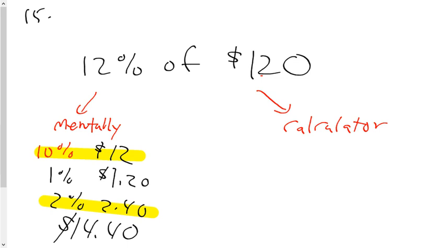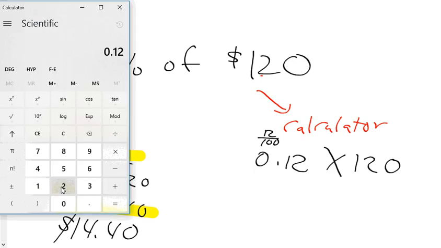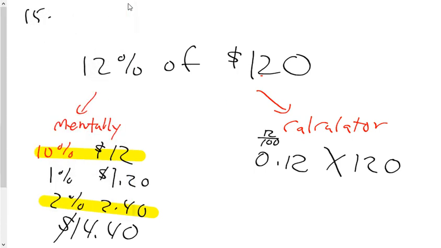Alternatively, if I translated this into decimals, 12% as a fraction is 12 hundredths, and as a decimal is 0.12. Of course, is multiplication. So if I did this in a calculator and said, what's 12% of $120, it would also say $14.40. Either way, you got the same answer.